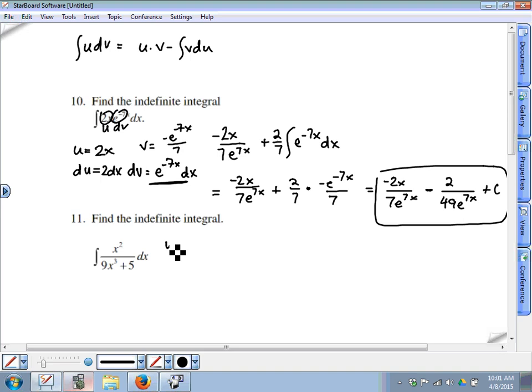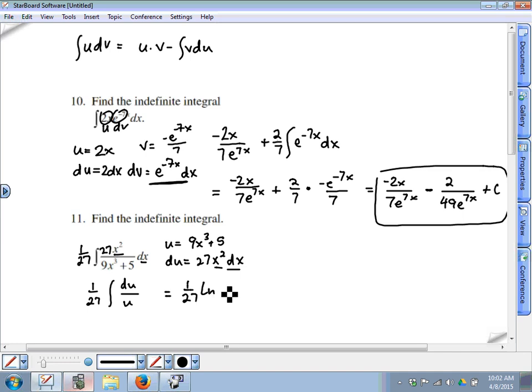And here we can try a u substitution. So we've got the x squared dx. We're missing a 27, so we can place a 27 and then multiply by 1/27. So now we have 1/27, just an integral of du over u. Recall that's just the natural log. So this is 1/27 times the natural log of u, which is 9x to the third plus 5.